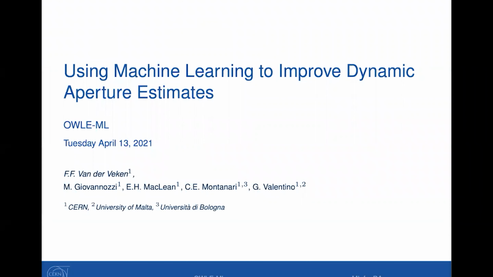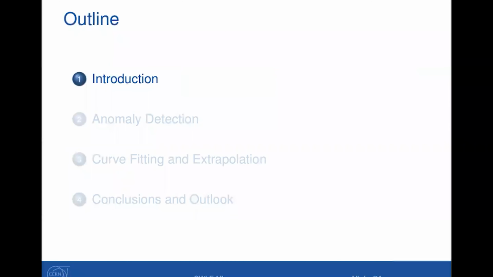I will talk a bit about how we have been using machine learning in the context of dynamic aperture studies. This was a work in collaboration with Massimo Giovanotti, Ewan McLean, Carlo Emilio Montanari, and Gianluca Valentino. Gianluca already gave a presentation here about a part of this work. I think it was in October somewhere in the OWLE series.